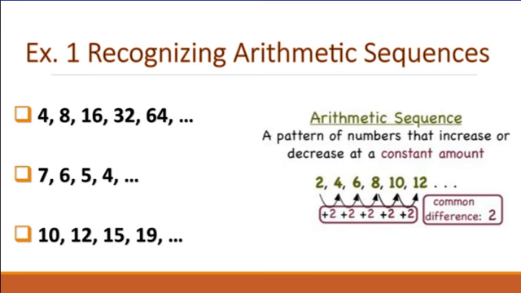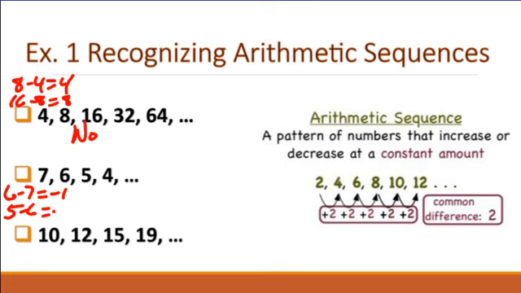Next, 4, 8, 16, 32, 64. 8 minus 4 gives us 4. 16 minus 8 gives me 8. So no, this is not an arithmetic sequence. There is no common difference. Next one, 6 minus 7 is negative 1. 5 minus 6 is negative 1. 4 minus 5 is negative 1. So yes, this is an arithmetic sequence. Common difference is we're adding a negative 1, or you can think of it as subtracting 1.